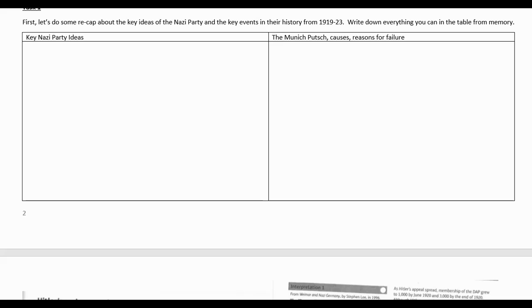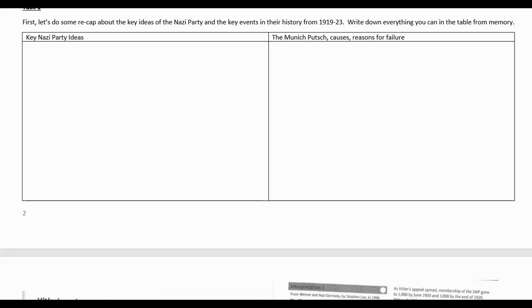You could, in fact, do it electronically by typing straight in, or you could just write your notes on a separate bit of paper on a little notepad. What you've got here is a little table which talks about key Nazi Party ideas, what their key beliefs were, and then it talks about the Munich Putsch, the causes of that, and the reasons for failure.